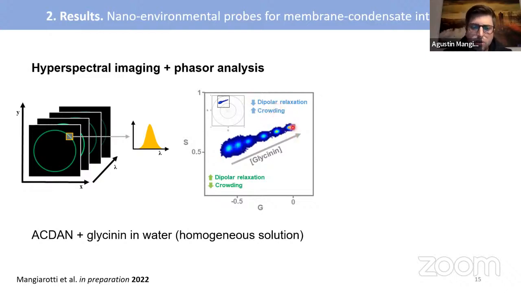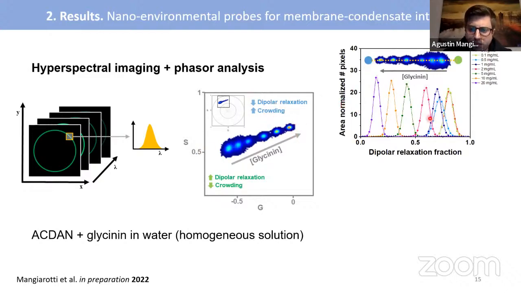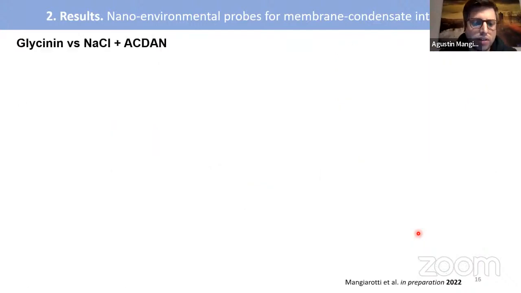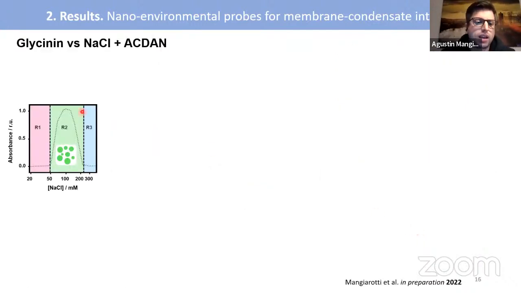And you can see that the pixel cloud moves towards lower dipolar relaxation levels because you are increasing the crowding. And you can do a two-cursor analysis here and have the profile distribution of these pixel clouds. And if you take the center of mass of these distributions, you can plot it like this. And here you can see clearly when we increase the concentration of the protein, we are decreasing the dipolar relaxation. So the idea is first to put Prodan in this protein system and study the phase separation of this protein in the different regions.